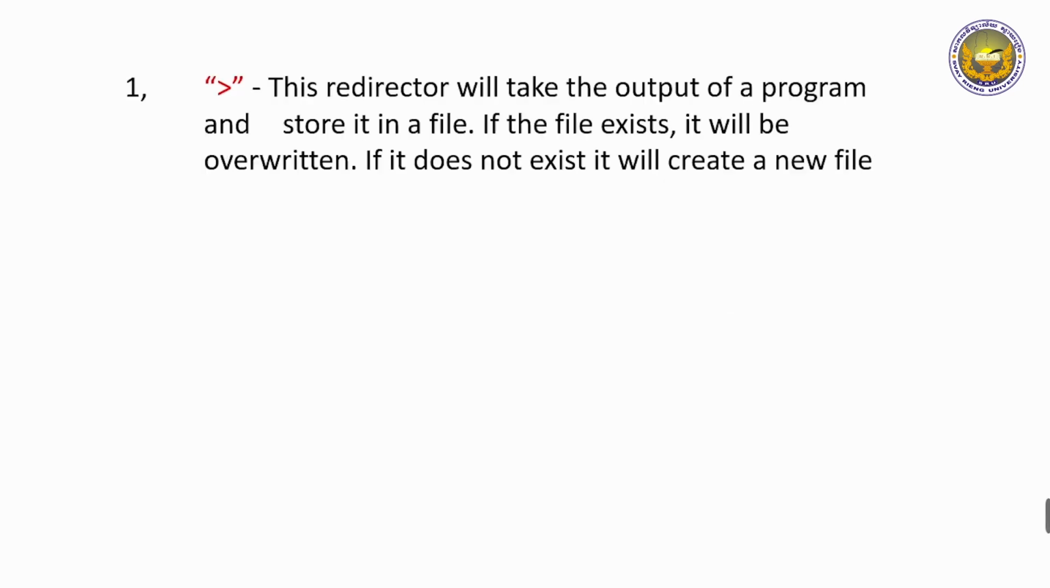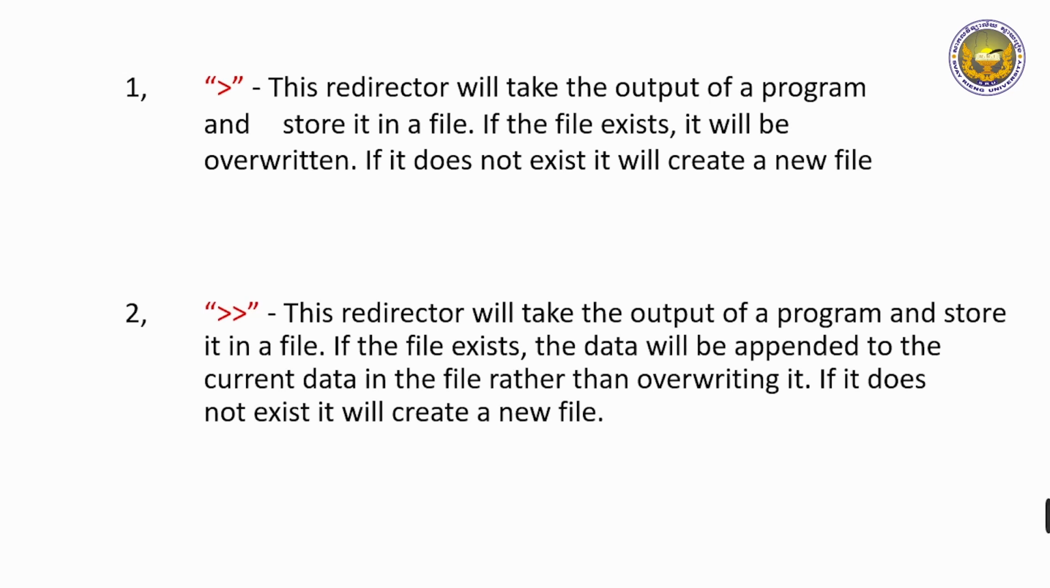First redirector: this redirector will take the output of a program and store it in a file. If the file exists, it will be overwritten. If it does not exist, it will create a new file. The next redirector will also take the output of a program and store it in a file. If the file exists, the data will be appended to the current data in the file rather than overwriting it. If it does not exist, it will create a new file.